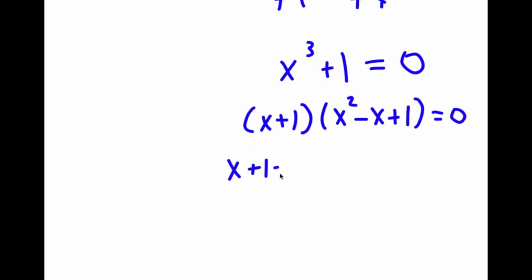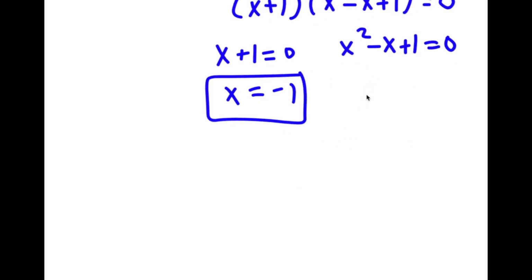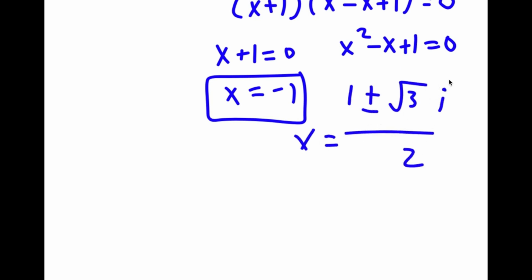I have x plus 1 is equal to 0, meaning x is equal to negative 1, so this is one solution of x. And I have x squared minus x plus 1 is equal to 0. And if you actually go ahead and plug this into the quadratic formula, I'm actually not going to waste your time and do that. You should get 1 plus or minus the square root of 3i over 2. So these are two more solutions of x.